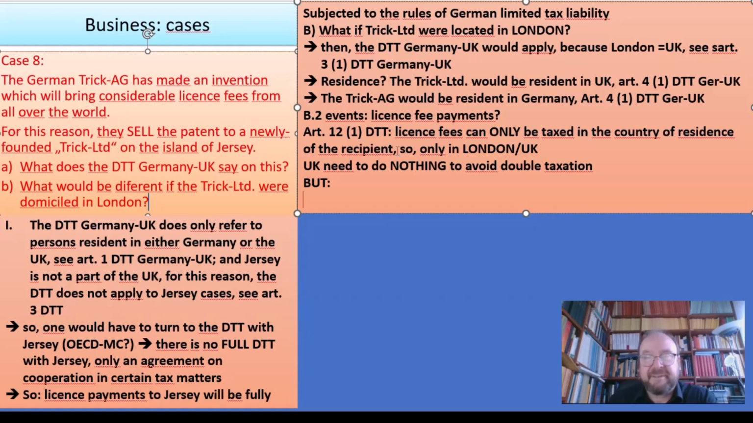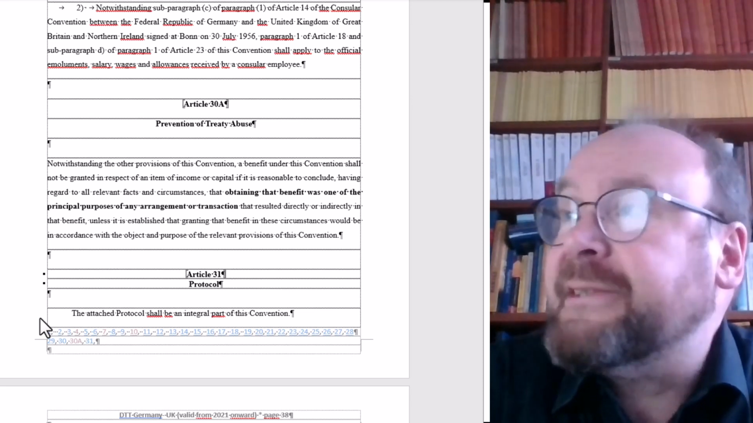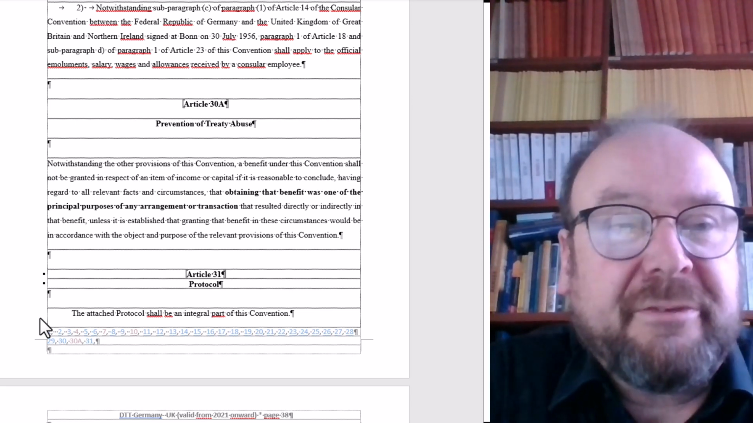So it is to be presumed that the whole maneuver is mainly or substantially motivated by tax-saving reasons, and this leads to a special article in the DTT, the so-called principal purpose test. That is a test which had been established by the so-called Multilateral Instrument in most of the existing double taxation treaties. Here you can see recently inserted into the double taxation treaty text, Article 30A, prevention of treaty abuse.